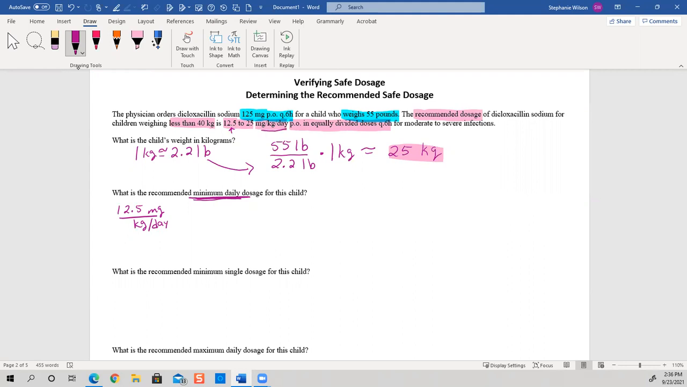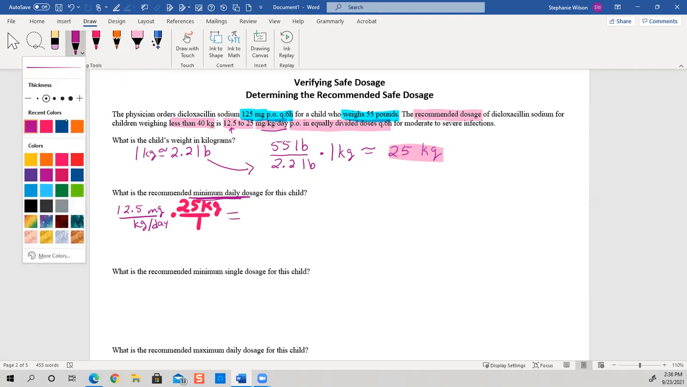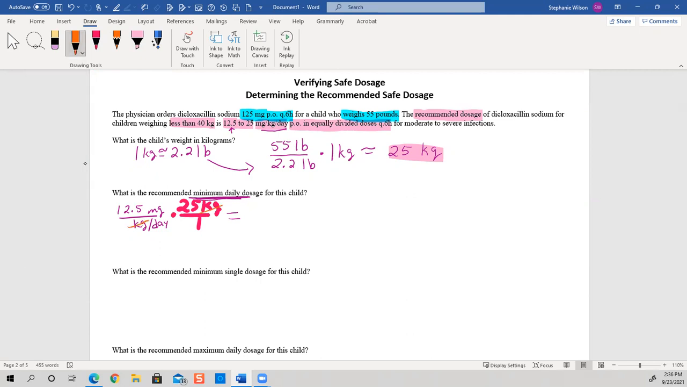The only thing I need to add to this conversion will be my patient. My patient will always go on top, guys. You always put your patient on top. So now I'm going to go through here and say, can I reduce the units? Yes, I can reduce kilograms. So I reduce kilograms, which leaves milligrams per day. This is going to answer our question.